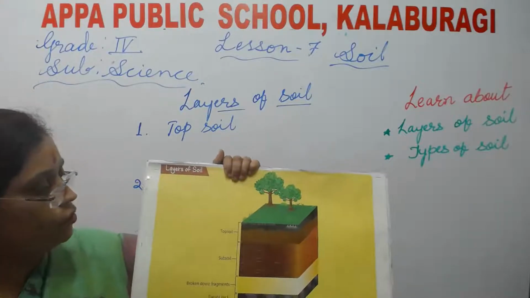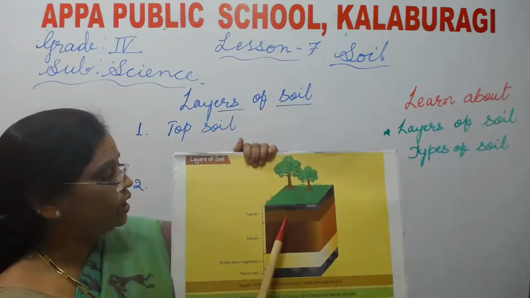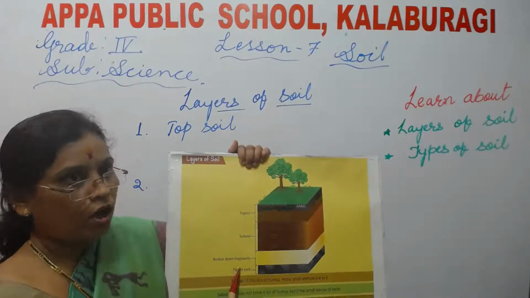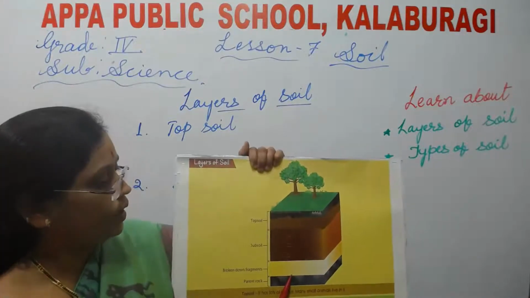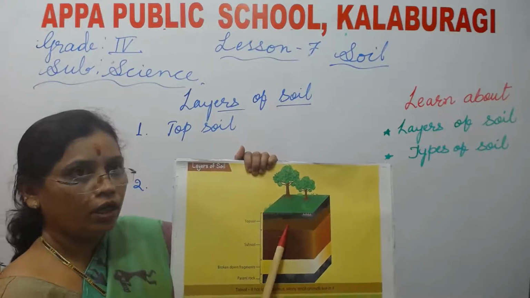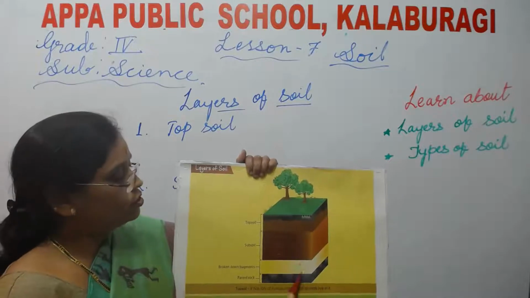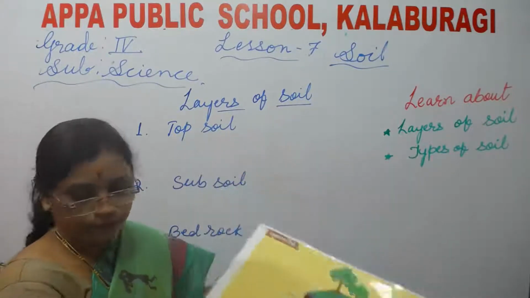So how many layers of soil are there? Topsoil, subsoil, and bedrock. Among all these, can you guess which is suitable for plants? Where do the plants grow? The plants grow in the topsoil because it has humus. Got it, children? This is all about the layers of soil.